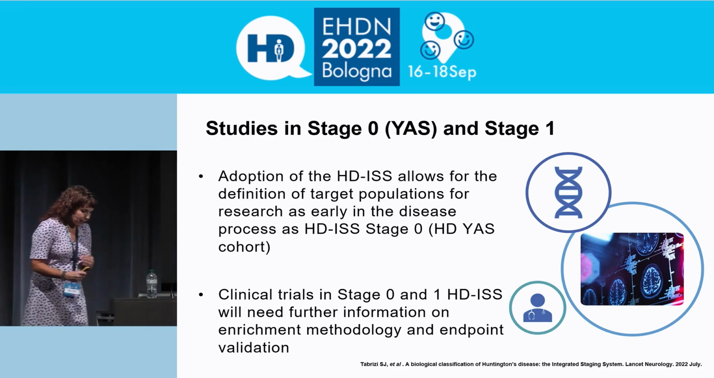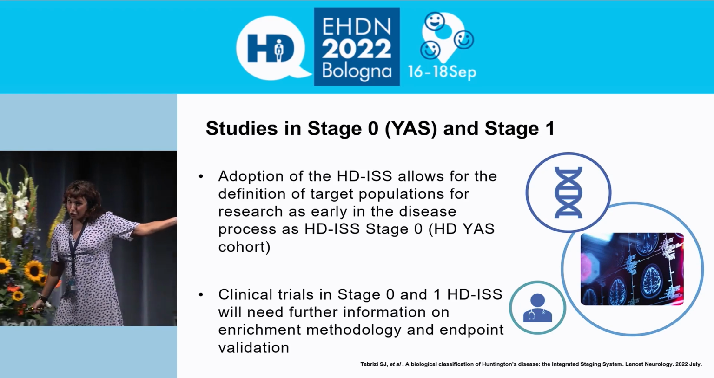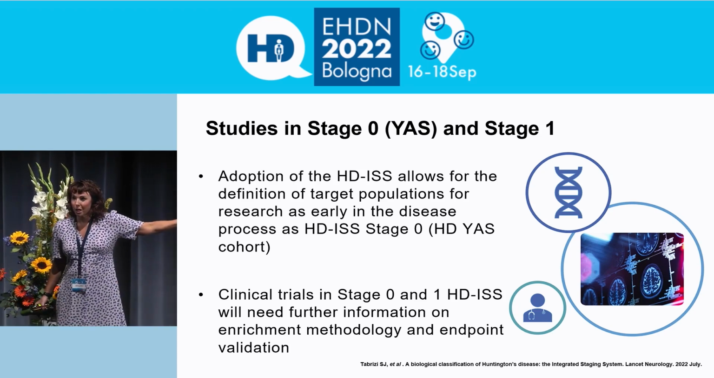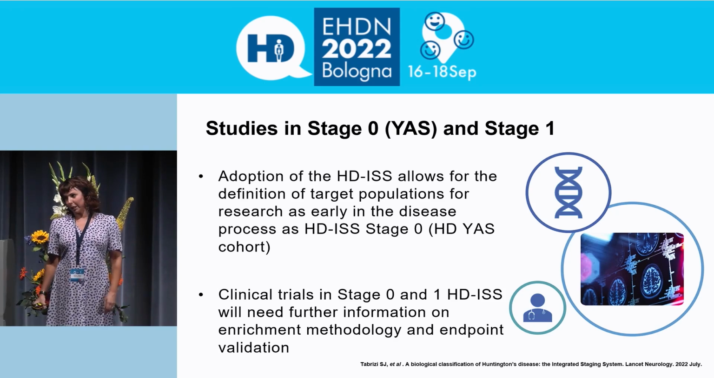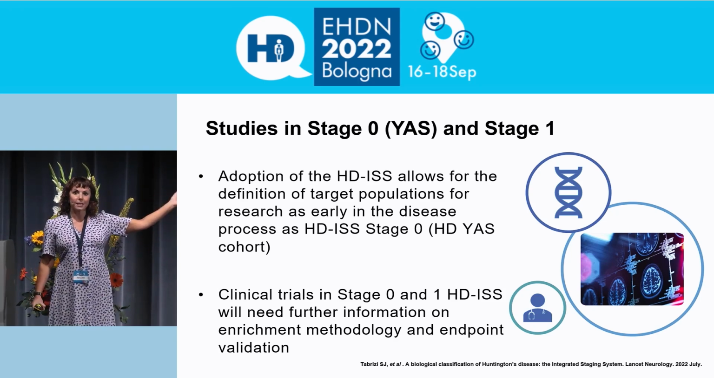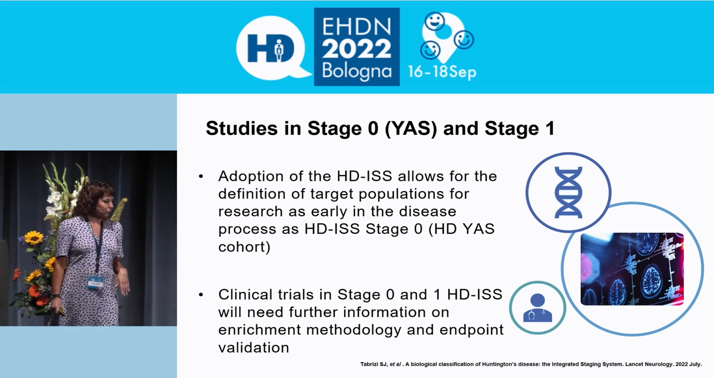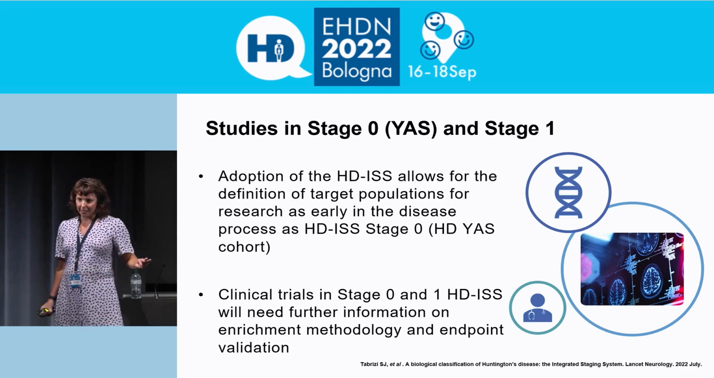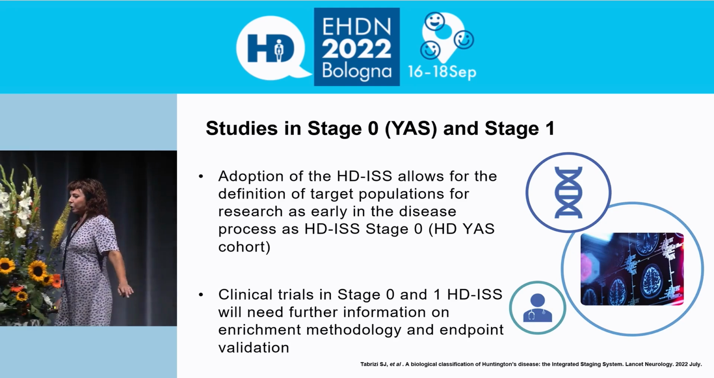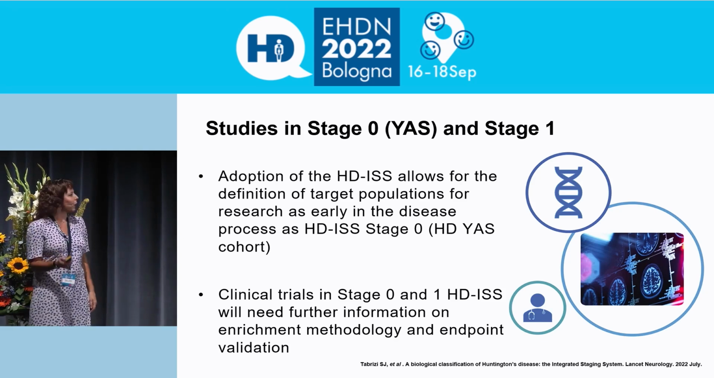The framework exists now for us to discuss with regulators, because we don't want to do 10-year stage 0 trials. If we show that we've reached a primary clinical endpoint in, for example, HD-ISS stage 2 or 3, then in designing stage 0 and 1 trials, we potentially may be able to use the surrogate markers once we've validated them and linked them to clinical benefits. So we will be doing trials in stage 0 and 1.